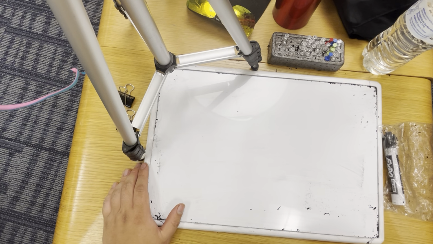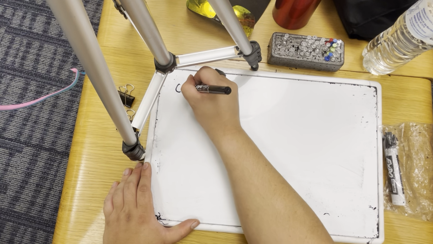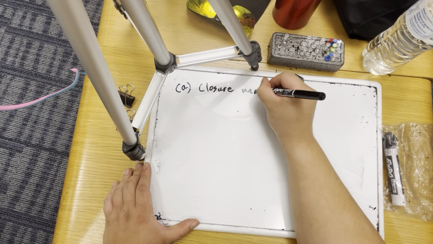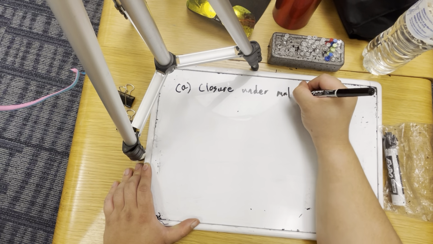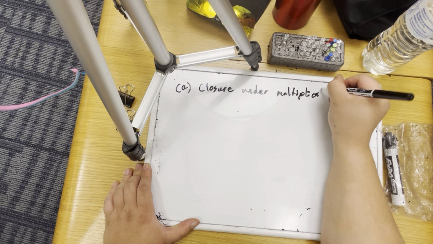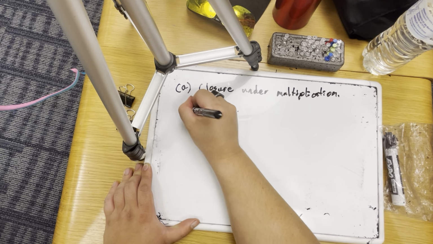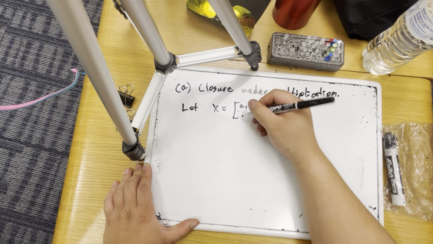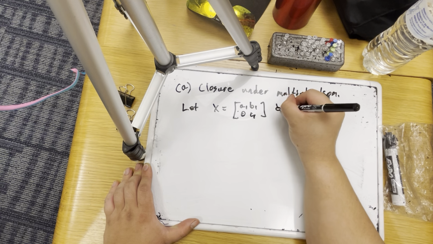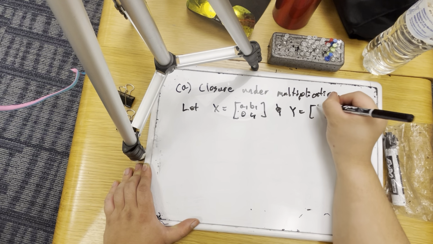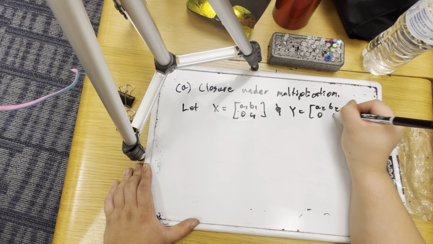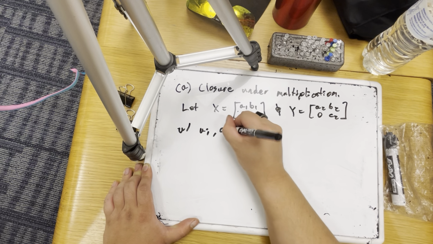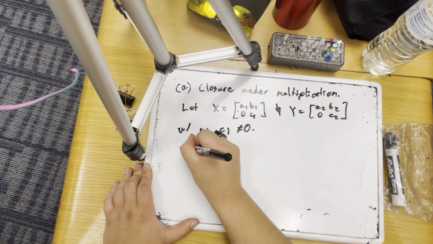So for part A, looking at closure under multiplication basically, right? So let's let X be equal to the matrix A sub 1, B sub 1, 0, C sub 1, and Y be equal to A sub 2, B sub 2, 0, C sub 2, with A sub i and C sub i not equal to 0, well, then what can we say?